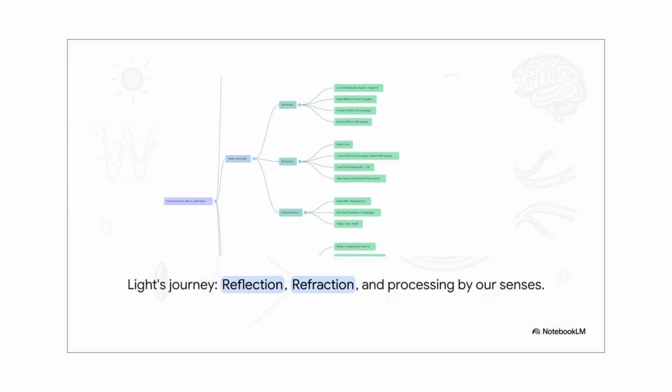This whole amazing journey of light, from an object all the way to your brain, really just boils down to two key things: how light bounces and how light bends, before our own amazing biology takes over. So let's follow that path step by step.